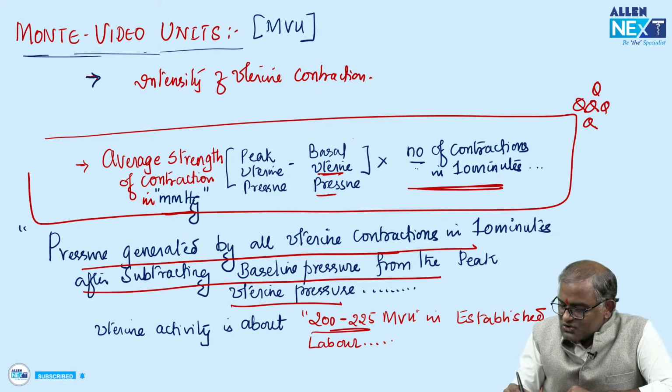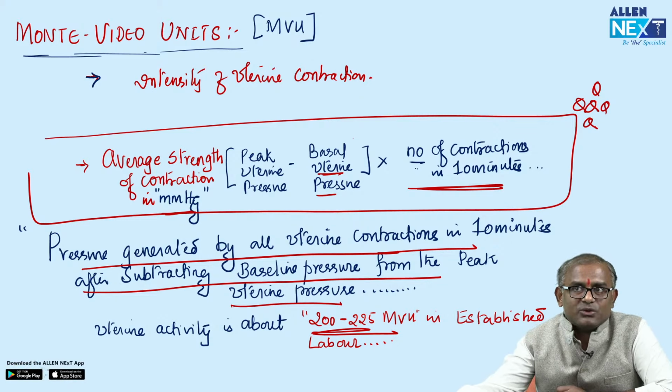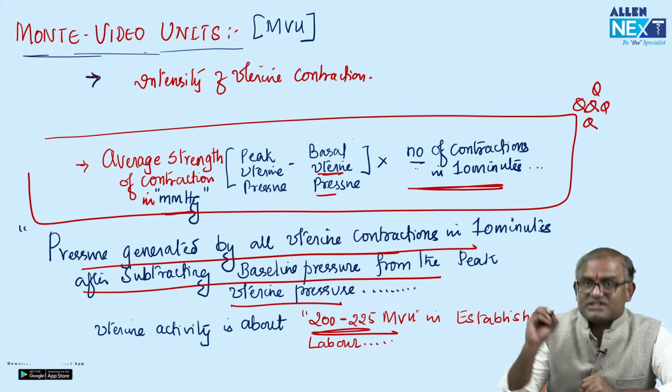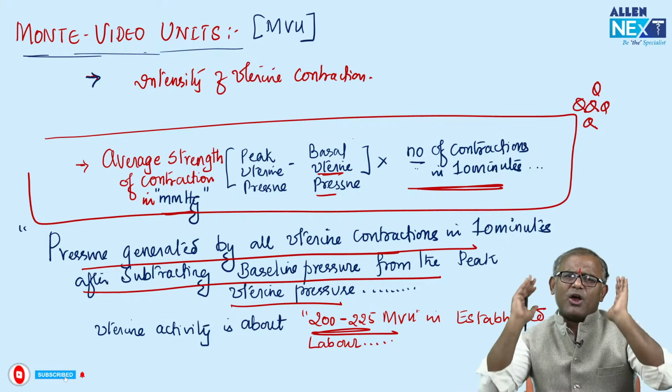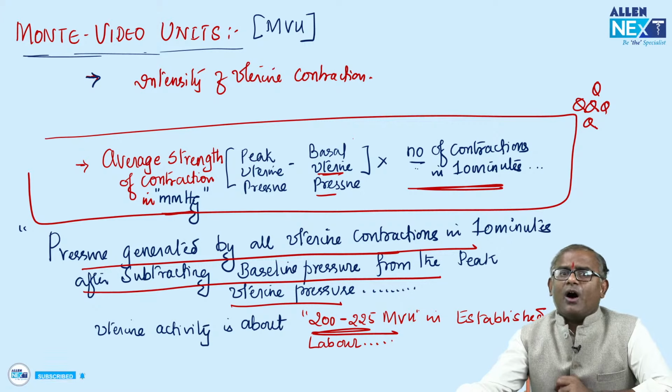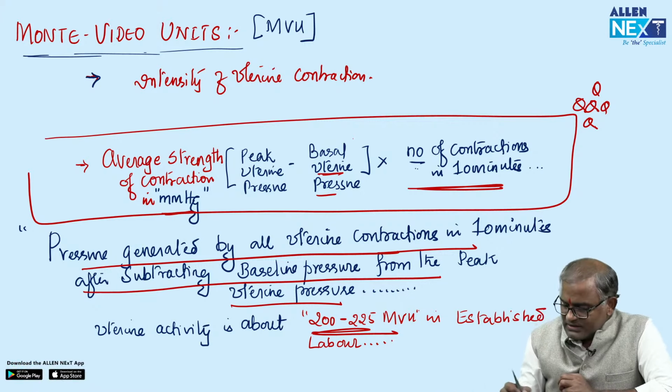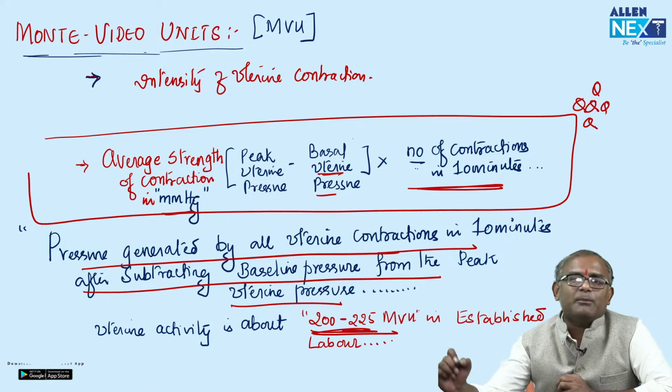It is of about how much? 200 to 225 Montevideo units. You got the point, doctor? It's a pressure generated by all uterine contractions in 10 minutes after subtracting baseline pressure from peak uterine pressure. What is the normal? It is 200 to 225 Montevideo units.